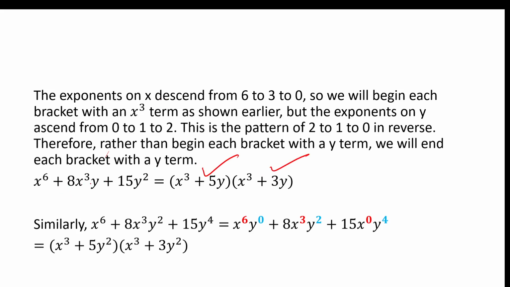And if instead of having y to the 0, y to the 1, and y to the 2, we had y to the 0, y to the 2, and y to the 4, then we would say, hey, we've doubled each of our y exponents. So we would do the same thing in our answer. Instead of ascending, we have 0, 2, and 4. So instead of each bracket ending with a y term, we'll have each bracket ending with a y squared term.